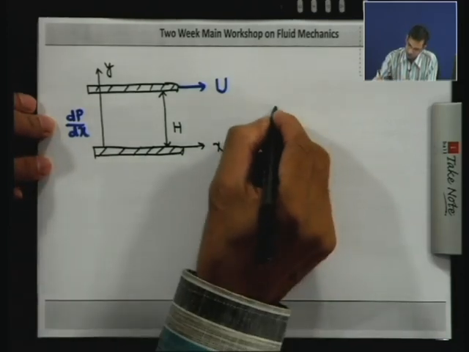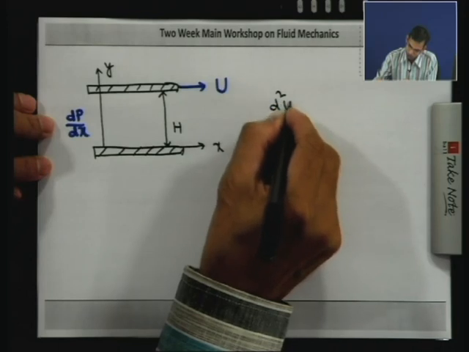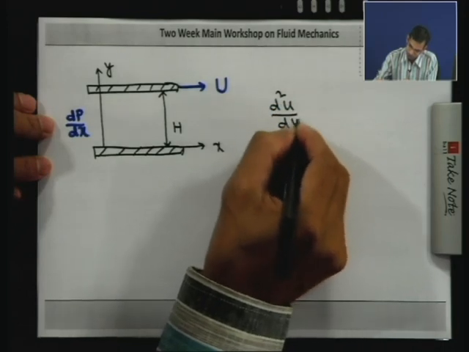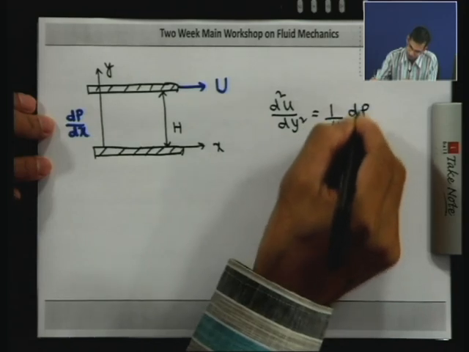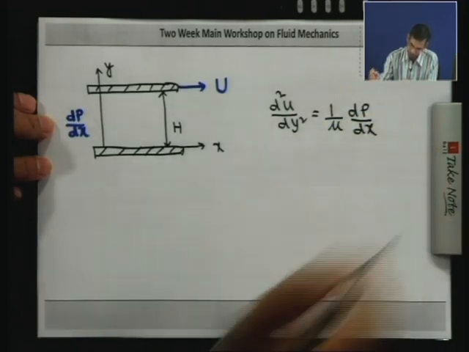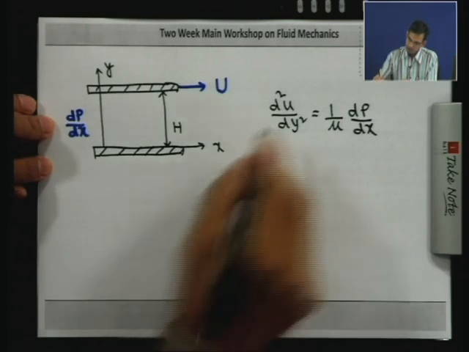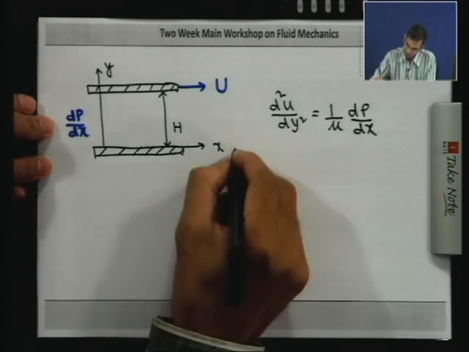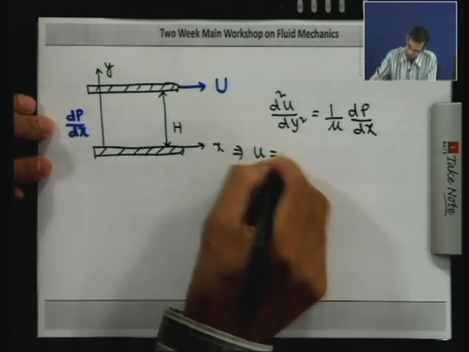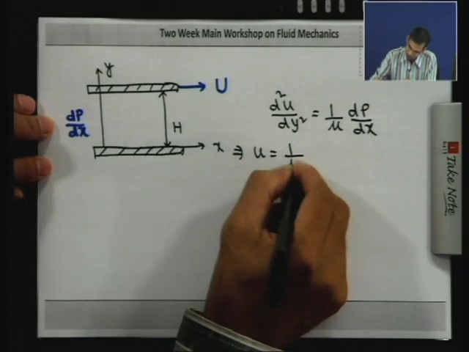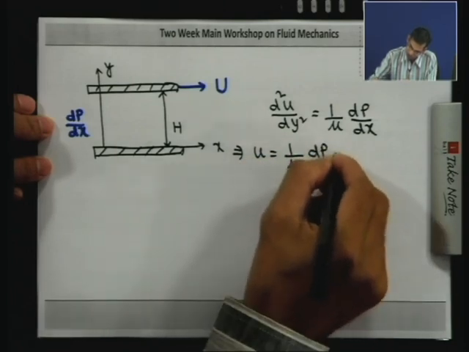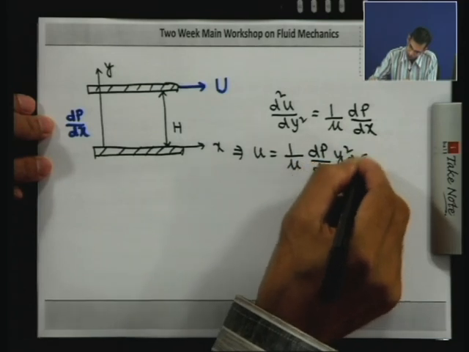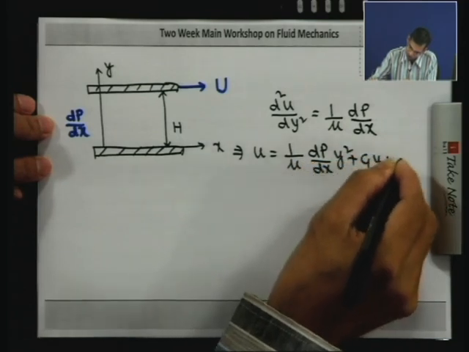So, we can simply write d2u/dy2 equals 1 by mu dP/dx. Now, if we integrate this, we can simply get u equals 1 by mu dP/dx y square plus c1 y plus c2.